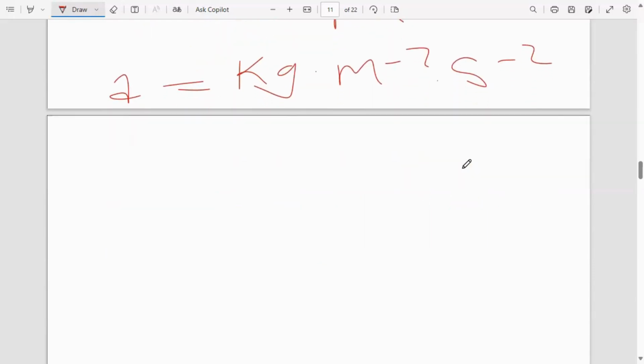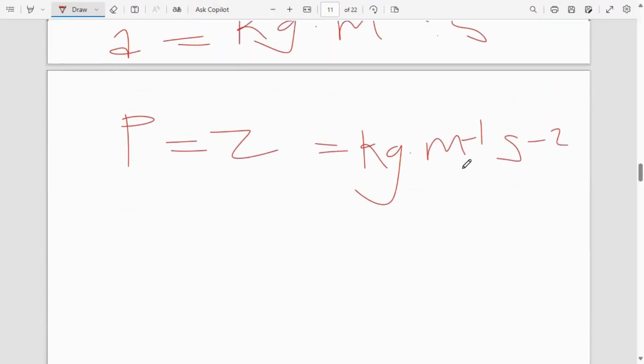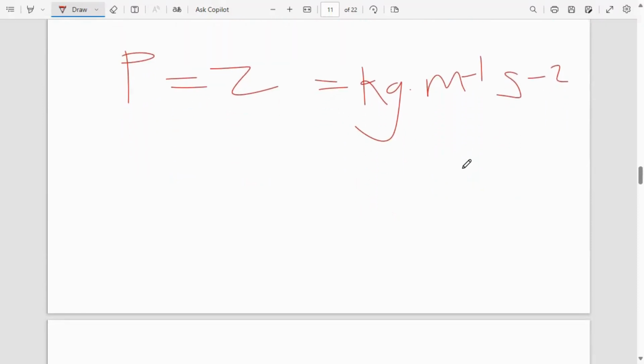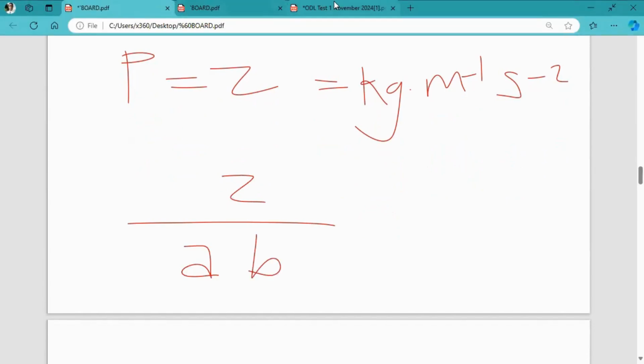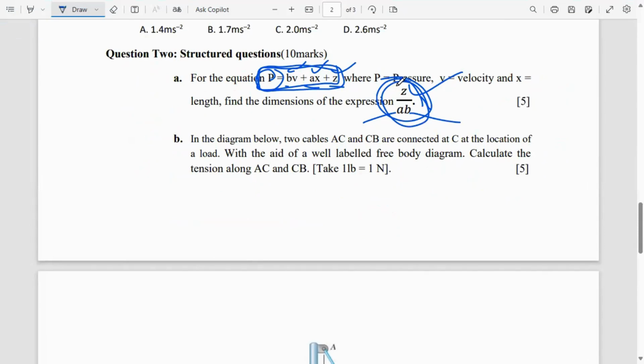Okay, then PZ is just a constant. That means P is equal to Z. And since P is equal to Z, it is also equal to kg multiplied by the distance power minus 1, multiplied by the second power minus 2, like this. Since now we have such an equation, that's when we can come back to our Z over A multiplied by B, which we were asked initially in the question.